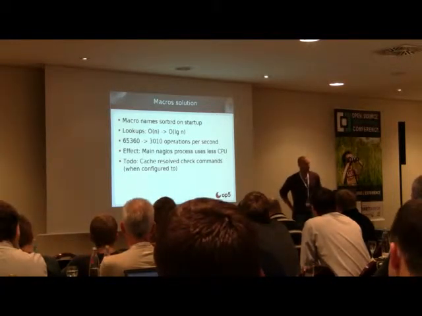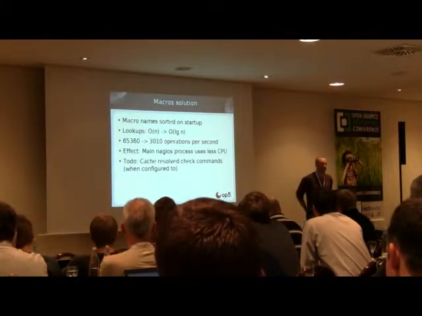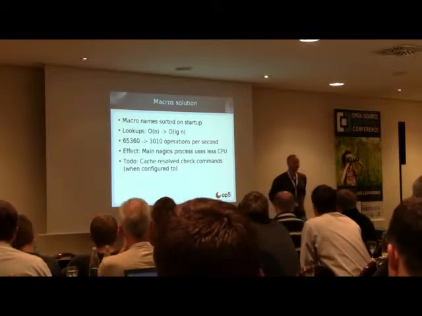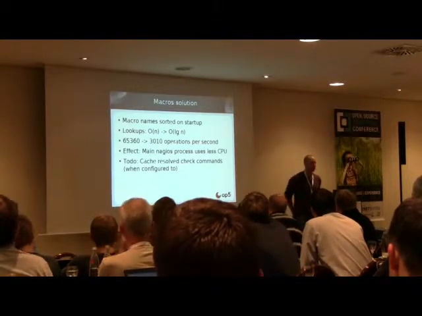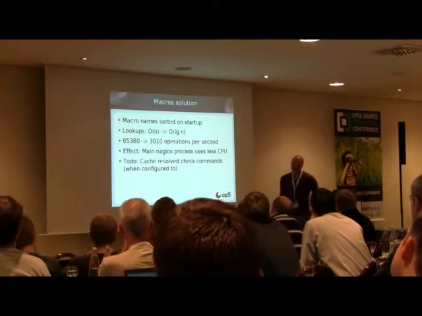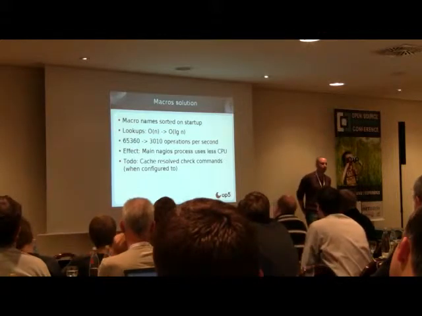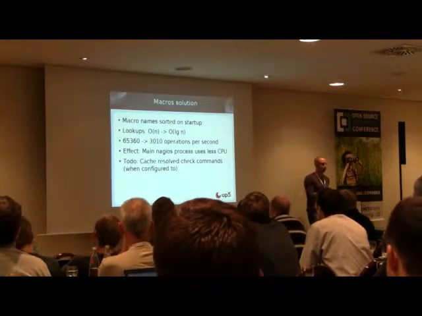For macros, we sort macros once on startup. We could actually move them to a hash table instead, which would turn this into a constant time lookup. But I do some special tricks for the user macros and the numbered macros and host address, which are present pretty much everywhere in all commands. So we move from about 65,000 operations down to 3,000 per second. So this is a really simple fix.